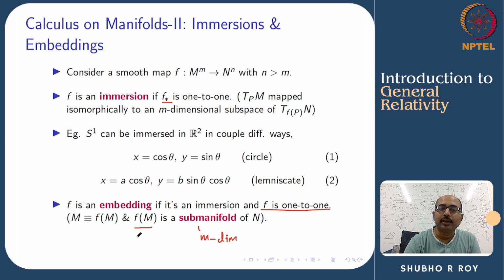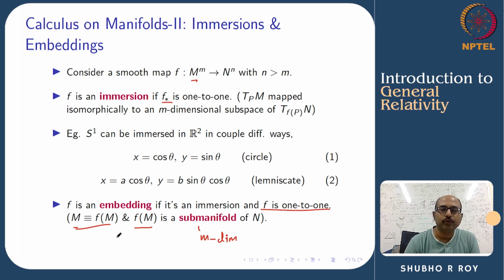And not only that, this m-dimensional image submanifold f(M) of N, I'm sorry, is actually diffeomorphic to the original manifold M. We consider a smooth map from M to N. So the original manifold is now diffeomorphic to this image submanifold inside N. Okay, so this is the outline of the proof.